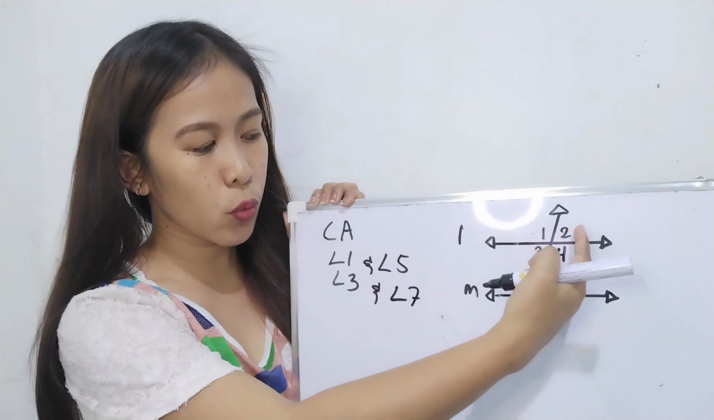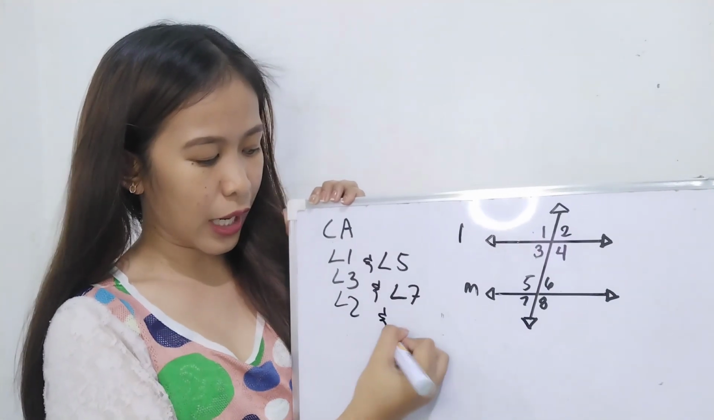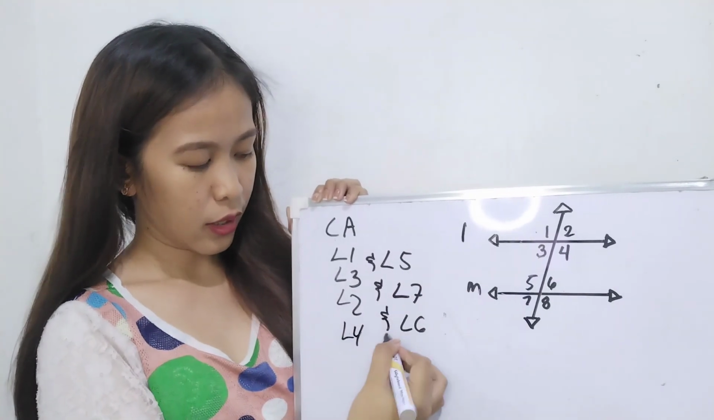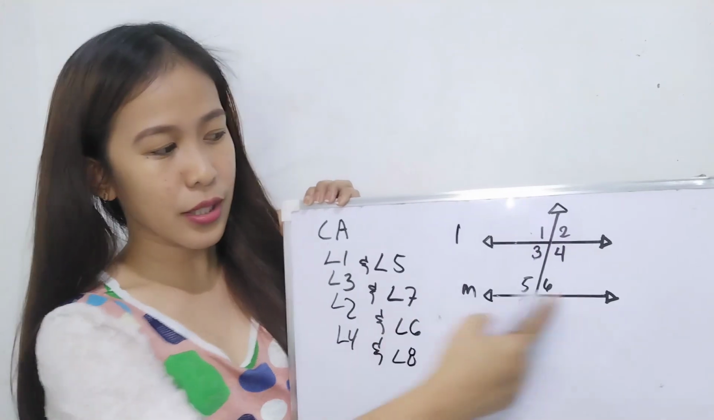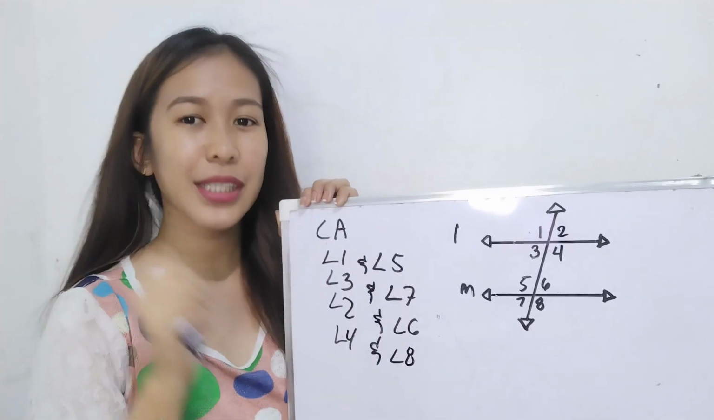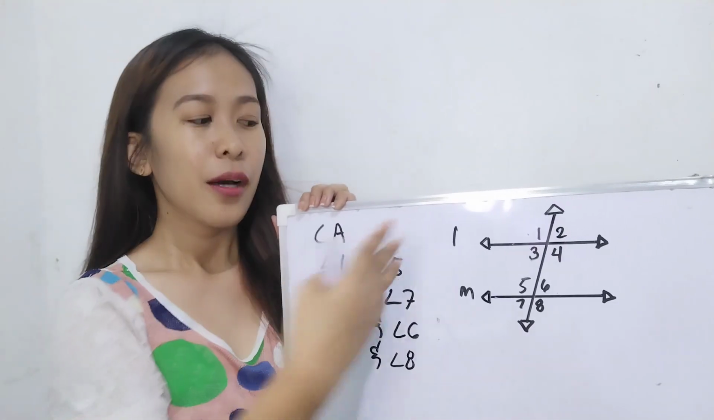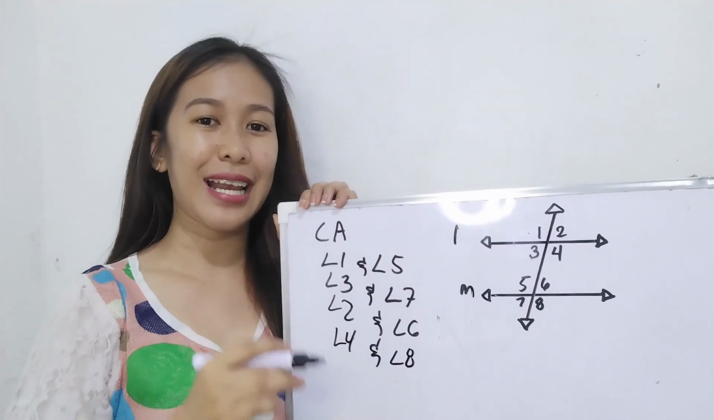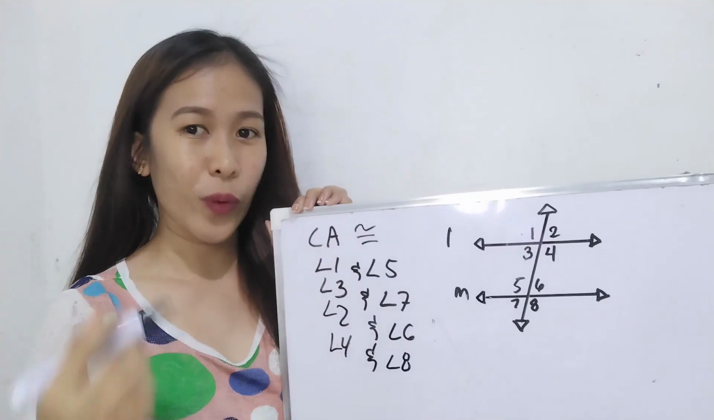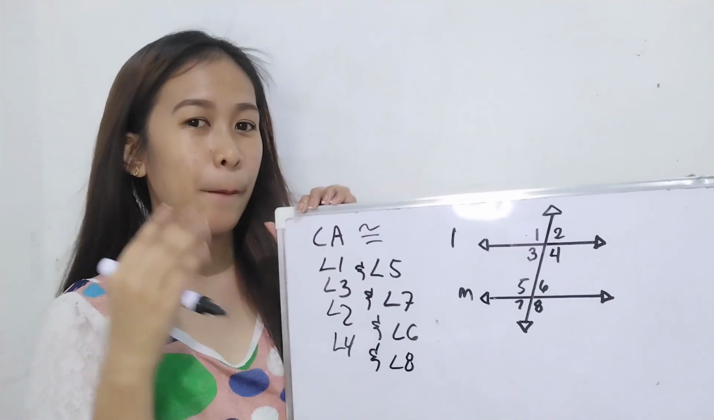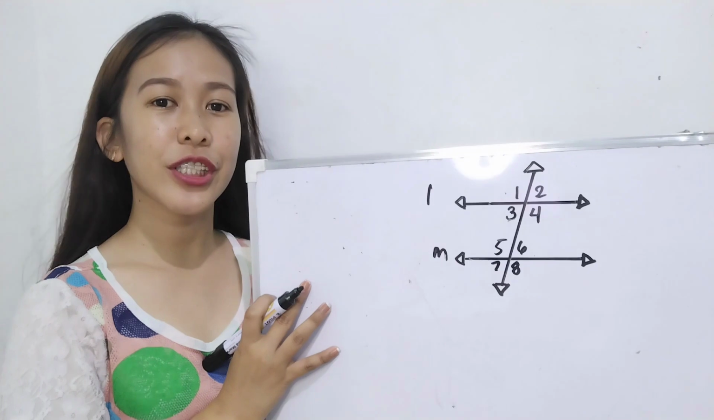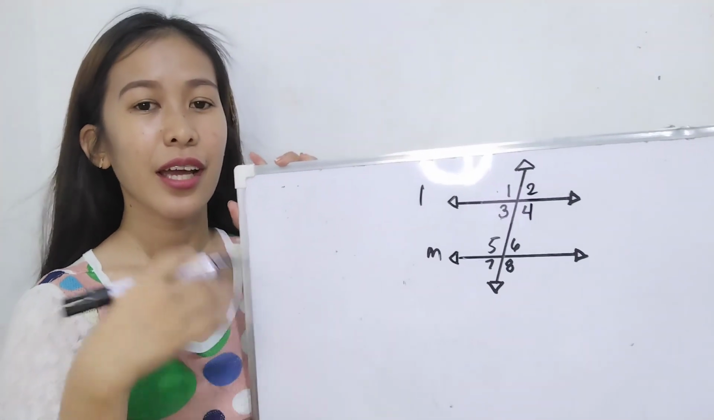And also, we have 2 and 6, angle 2 and angle 6. And of course, we have angle 4 and angle 8 as corresponding angles. Okay, so these are the four pairs of corresponding angles in the parallel lines cut by a transversal line. And always remember, corresponding angles are congruent or they have the same measurement. Always remember that, okay?